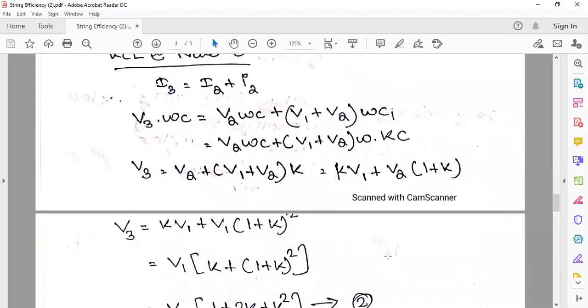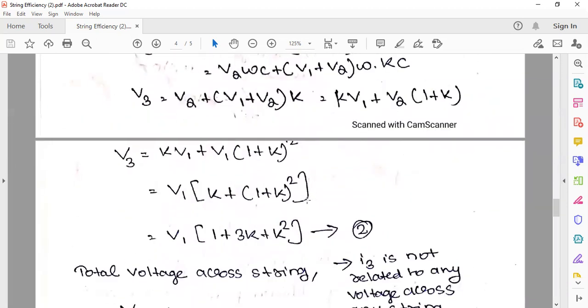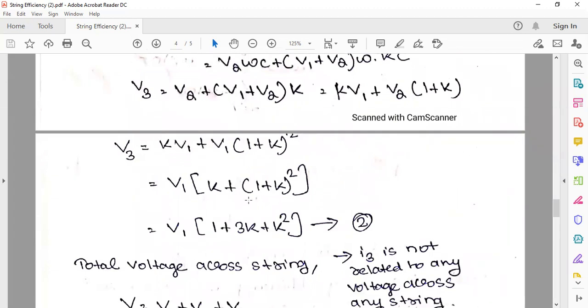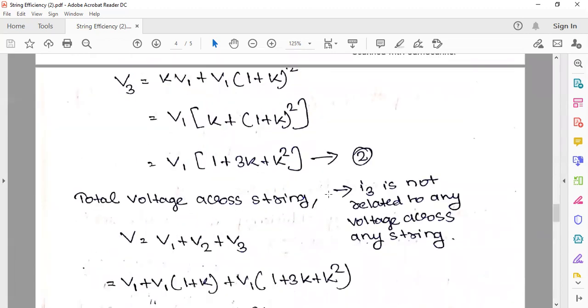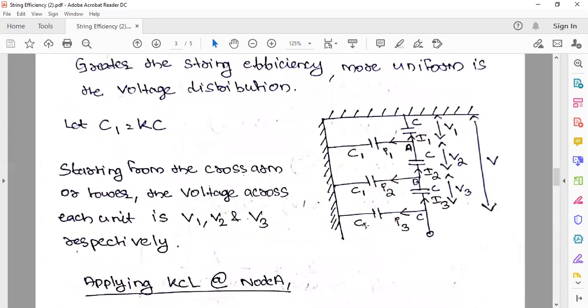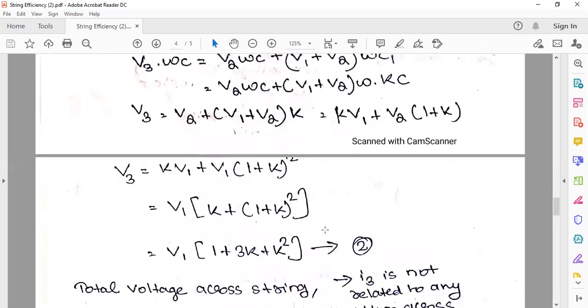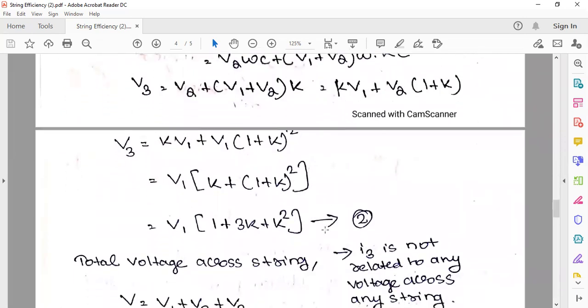Substituting, rearranging and taking the value of V2 from the first equation, we get V3 equal to V1 into (K plus (1 plus K) square). Expanding the A plus B whole square, we get V1 into (1 plus 3K plus K square). That is our equation 2. There is no need of considering small I3, because it is not related to any voltage across any string. We just need to go for I1 and I2 at node A and node B. That's it. V3 we already calculated.